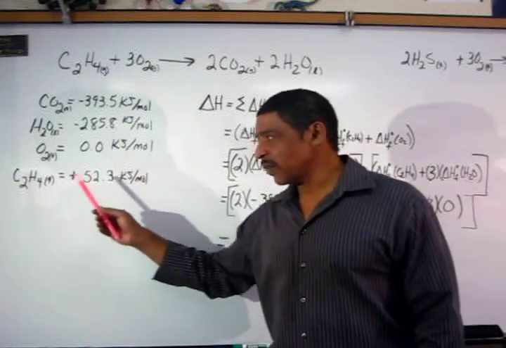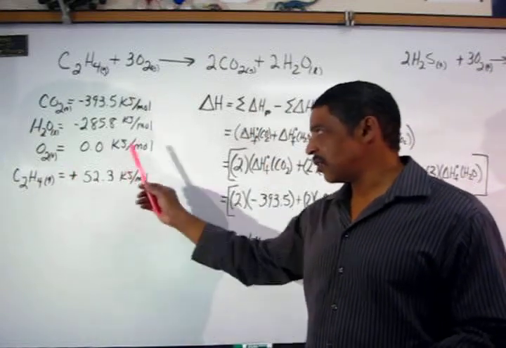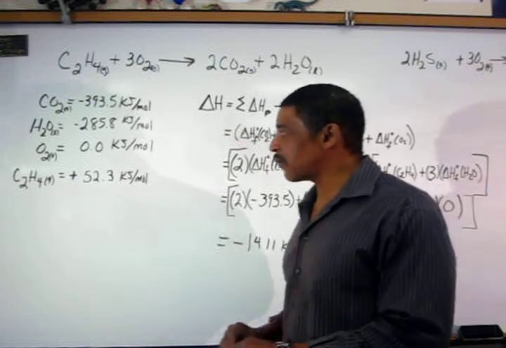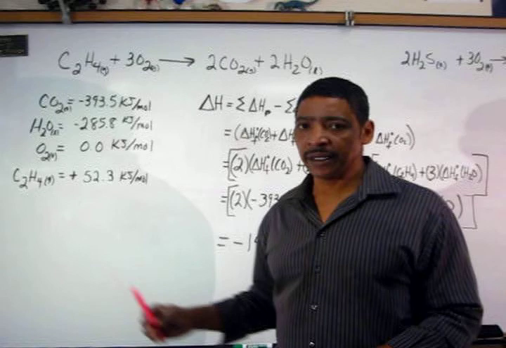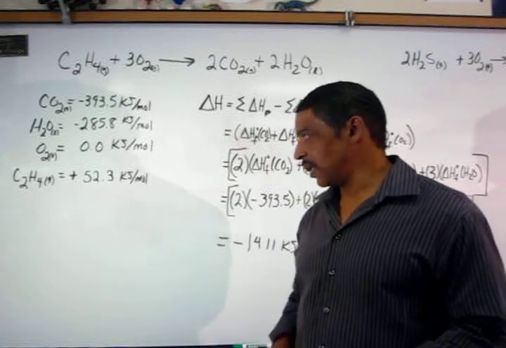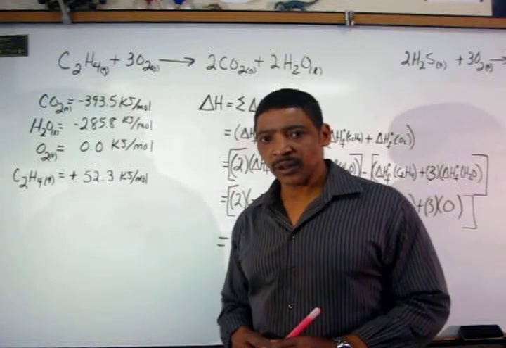The heat of formation of any element will always be 0.0 kilojoules per mole. And in this case, the heat of formation of ethene is listed at a positive 52.3 kilojoules per mole.